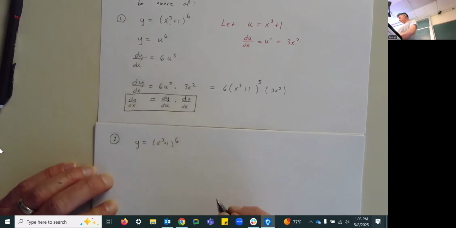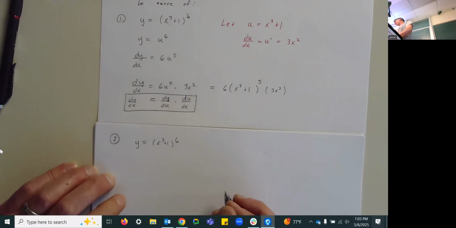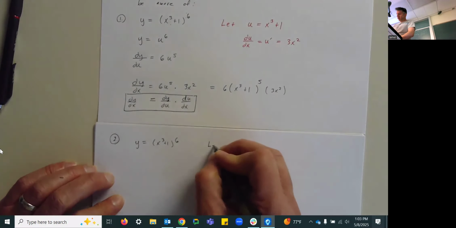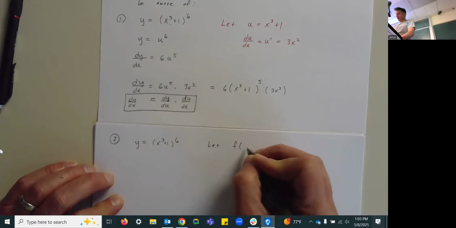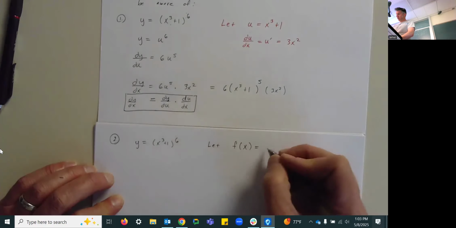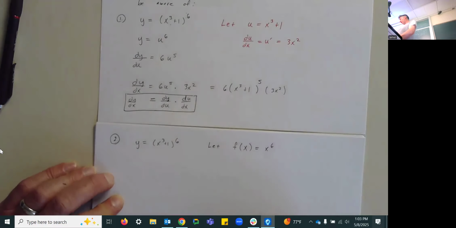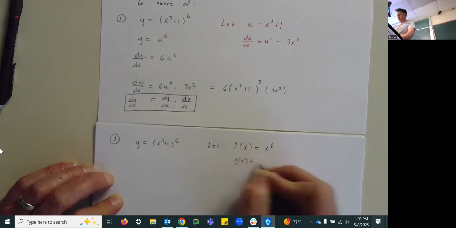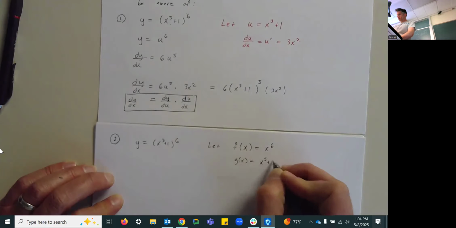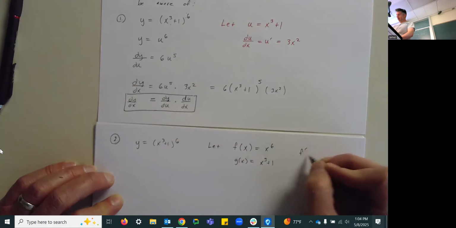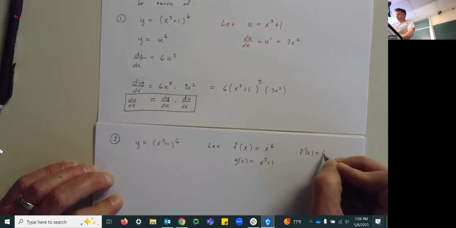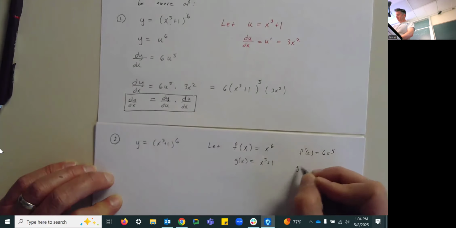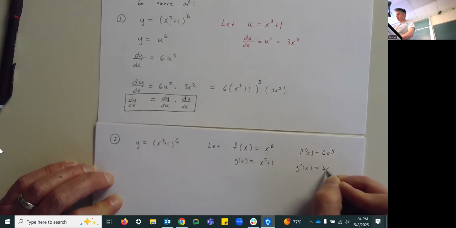And really, I feel like this is overkill here, but I want to make sure we're all cool with it. We're going to let f of x equal x to the 6th. So f is our outer function, and g of x is the inner function, x cubed plus 1. We know that f prime of x is 6x to the 5th, and g prime of x is 3x squared.